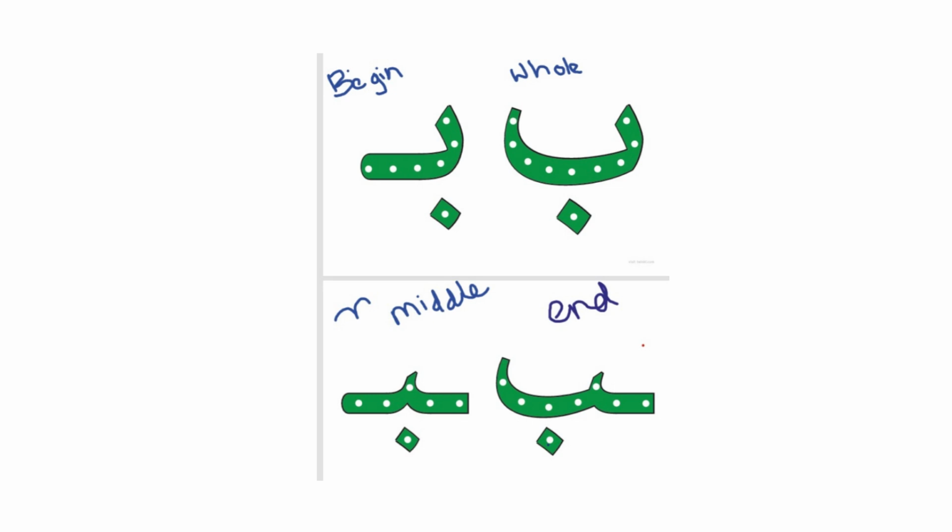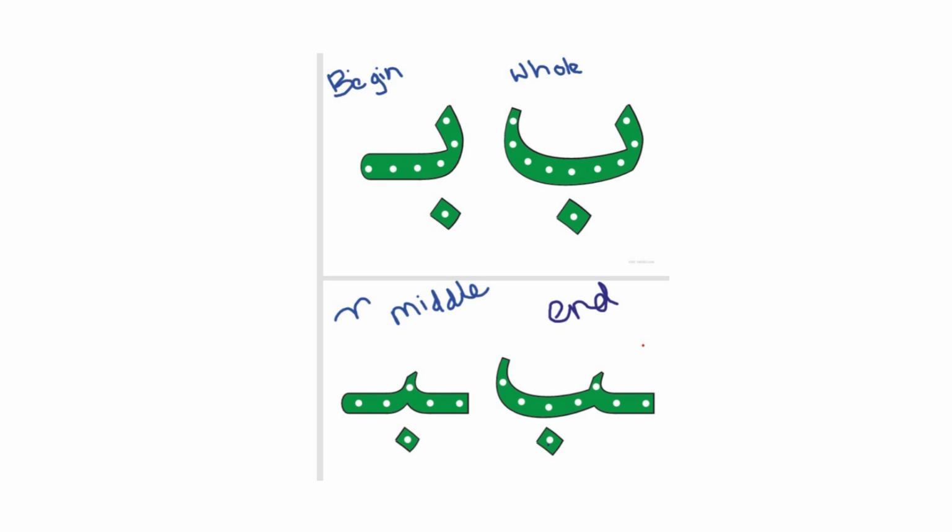Okay, so we're going to look at the letter bar first of all. This is similar to the letter B in English. With regards to the sound, it makes the same sound. The bar sound is like the B sound.